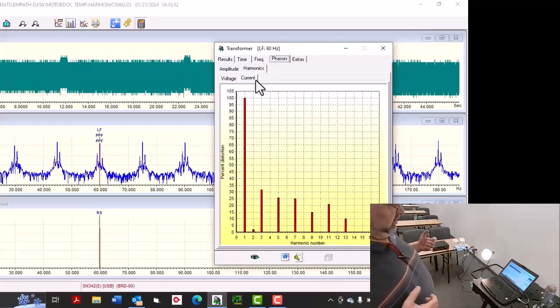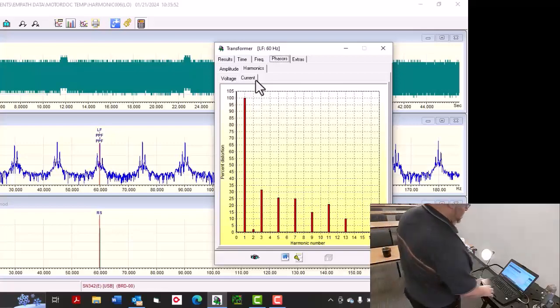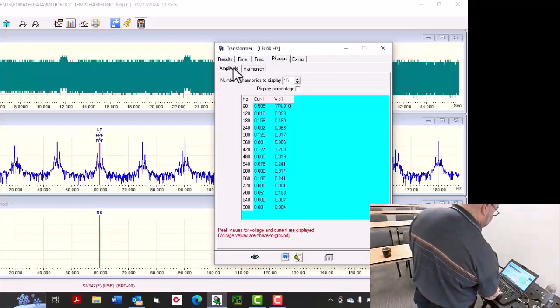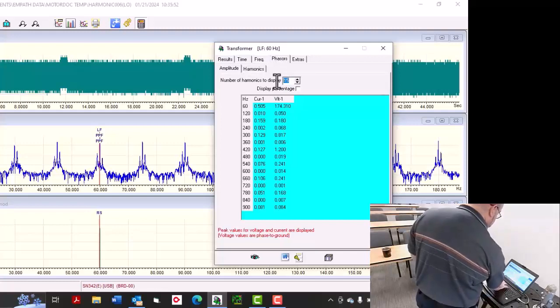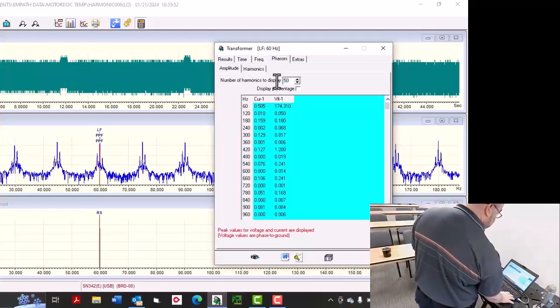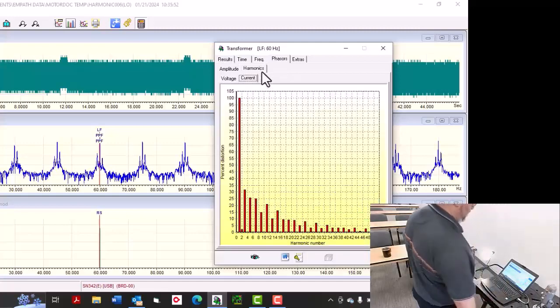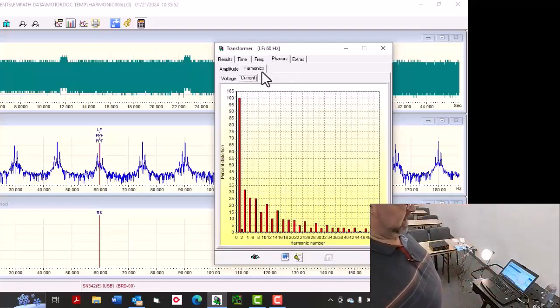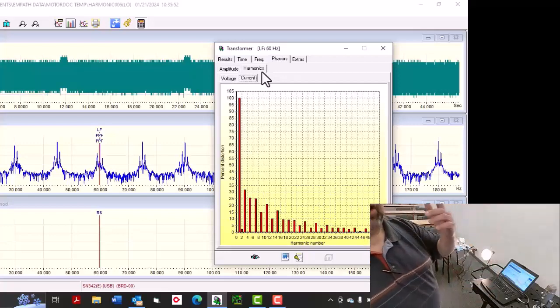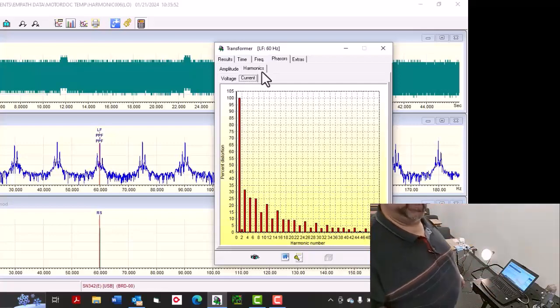It's 3, 5, 7, 9, 11, and 13. And you know what? Let's go ahead and see if we can go out a little bit further here. And this is where we'll get the rest of it. So let's see if we can get to the 50th. Let's see if there's anything else sitting out there. Holy cow, look at that. So yeah, all that harmonic goes all the way out past what we expected, right?